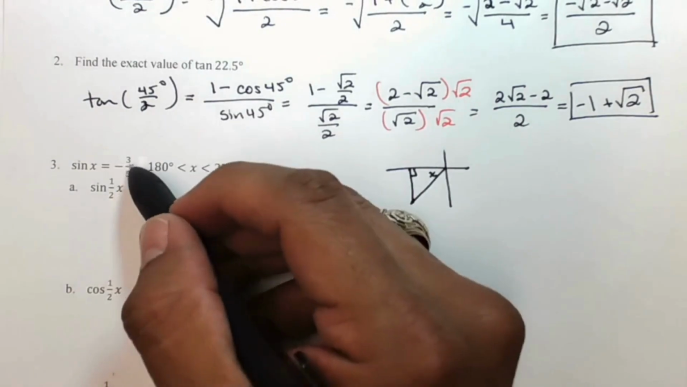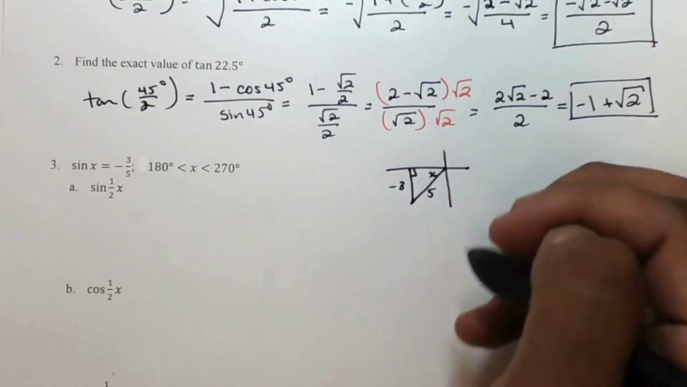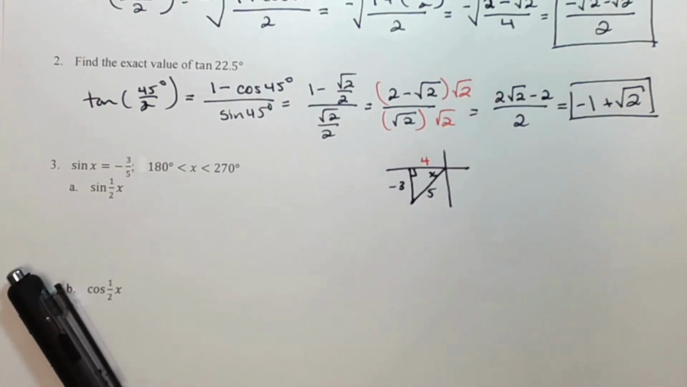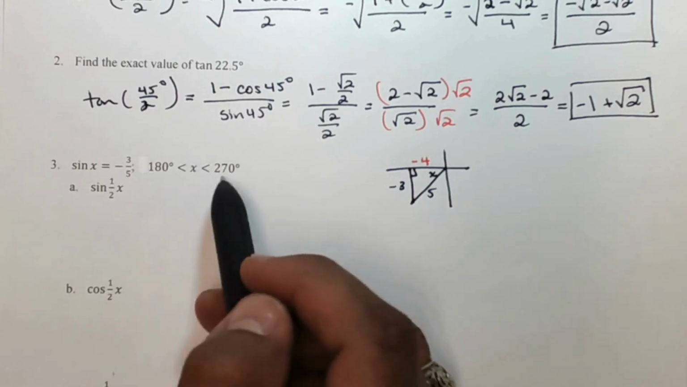They told us sine of x is negative 3/5. So that means the opposite side is negative 3. The hypotenuse is 5. So then my adjacent side is negative 4. Be careful. I know I paused there for suspense, but it's negative 4 because you're going left and down. Left and down are both negative. So there's our triangle. We can figure out sine, cosine, and tangent of that, but we have to be very careful with our sign.